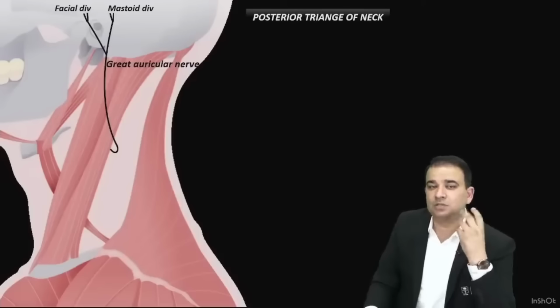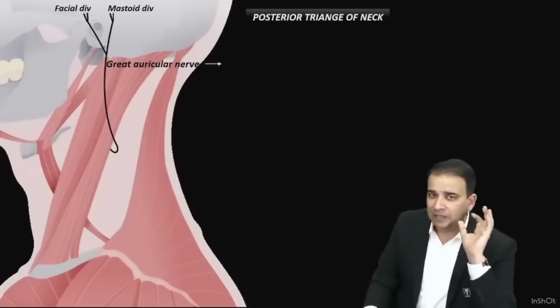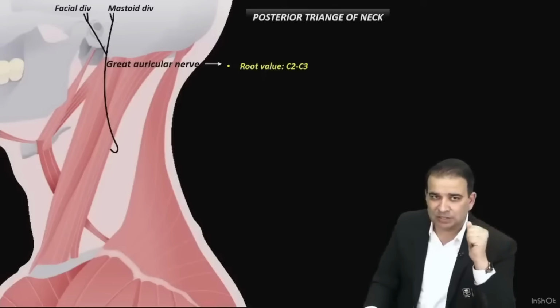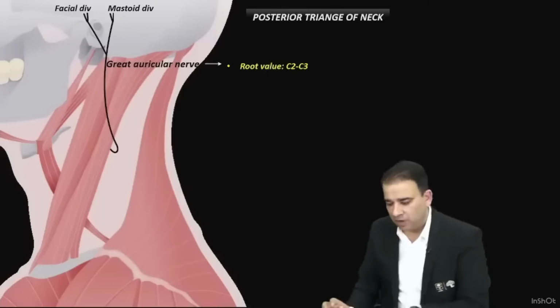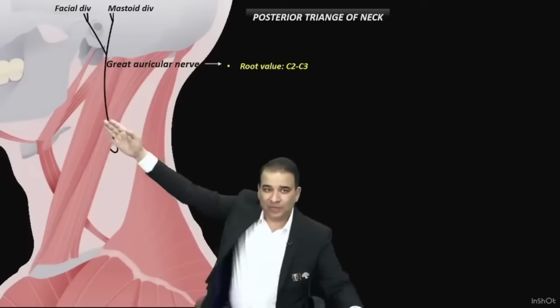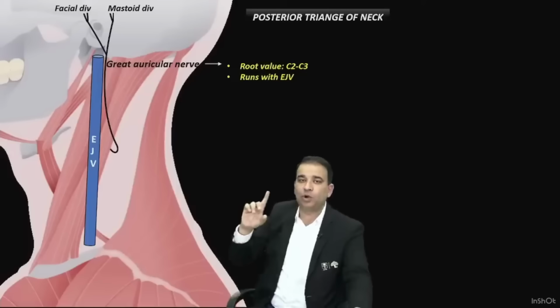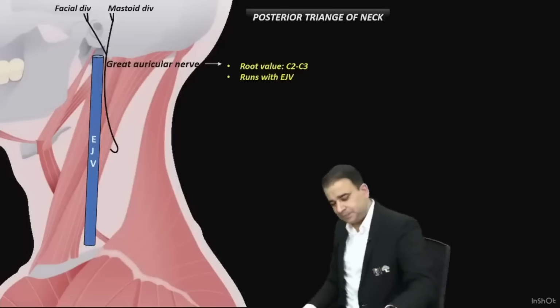Now, what is so special about the great auricular nerve, guys? First of all, its root value is C2 and C3. Let's start with the root value first, C2 and C3. One important relation of the great auricular nerve is that it runs with the external jugular vein. The external jugular vein will be running like this here. So it runs with the external jugular vein. That's one important question. It was one of the NEET questions.